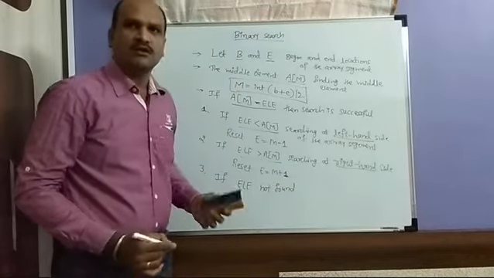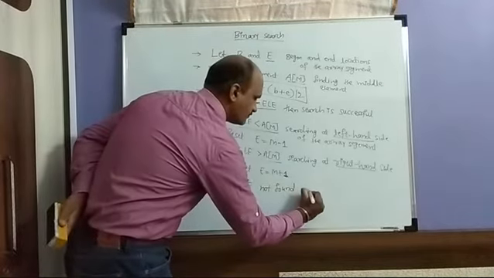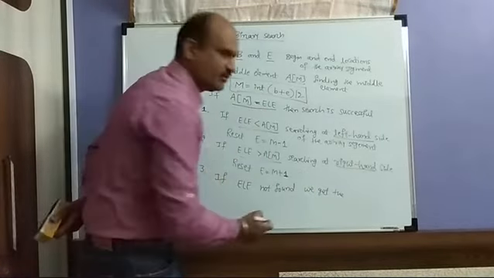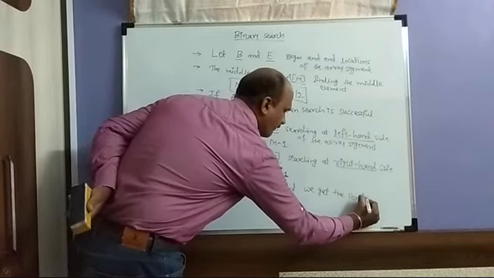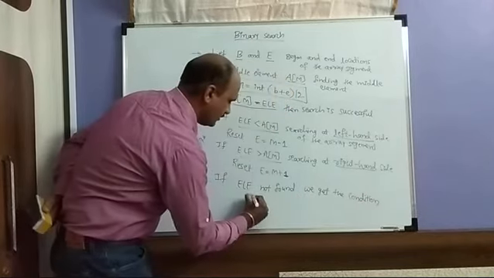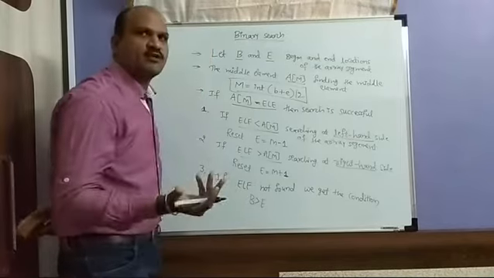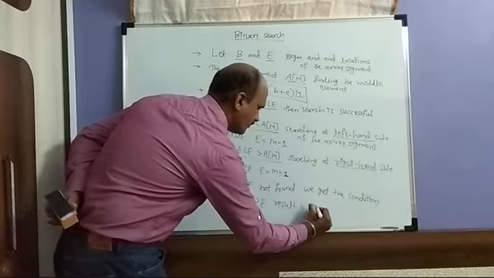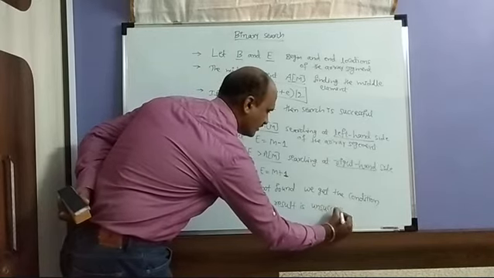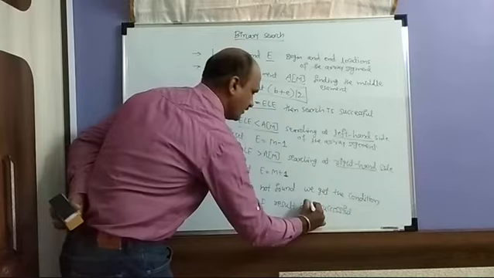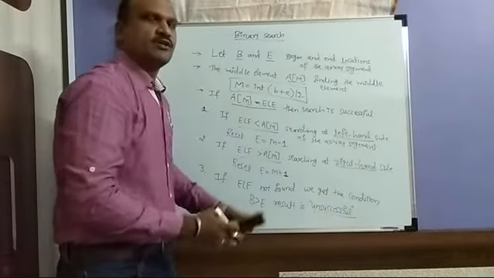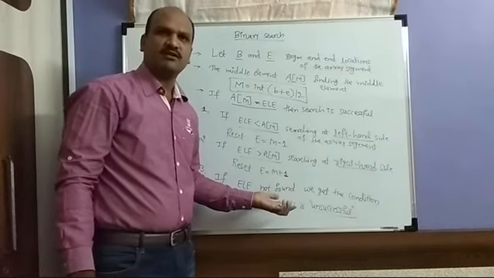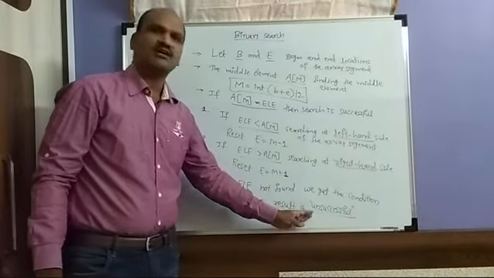So when the element is not found, what do we get? We get the condition B is greater than E. Then automatically the result will be unsuccessful. If the searching element is not present in the array, then it is unsuccessful.